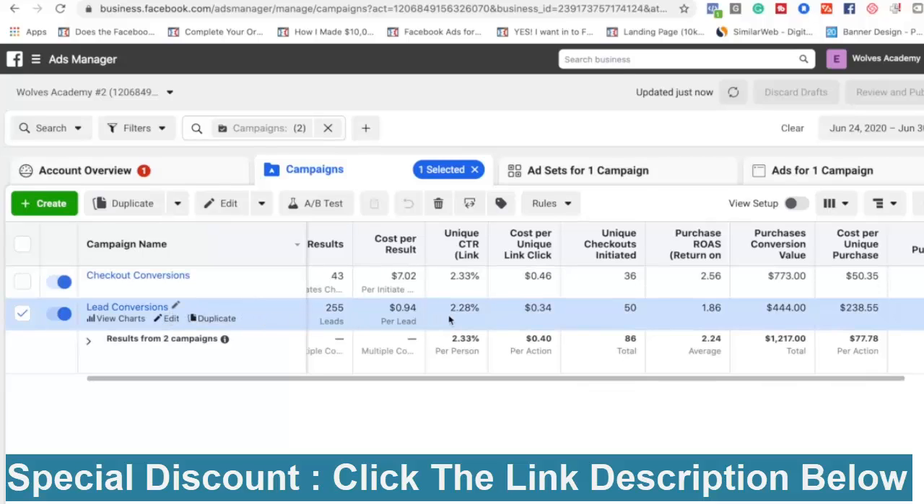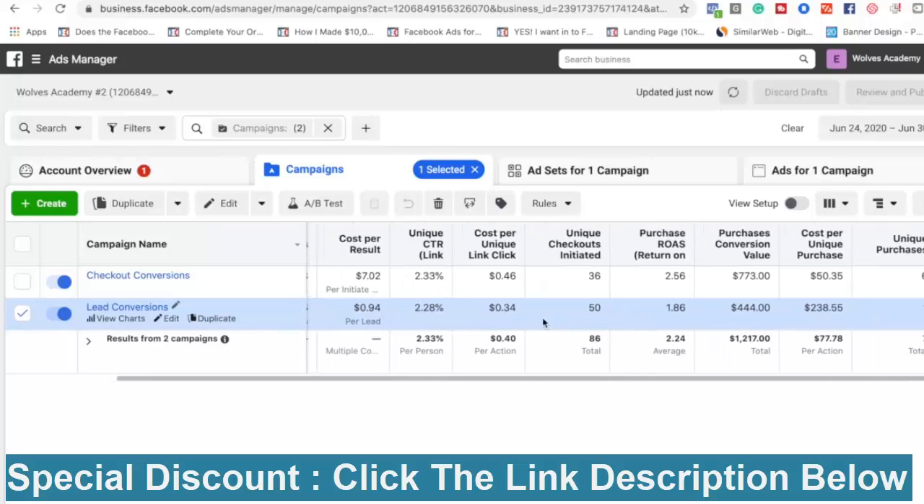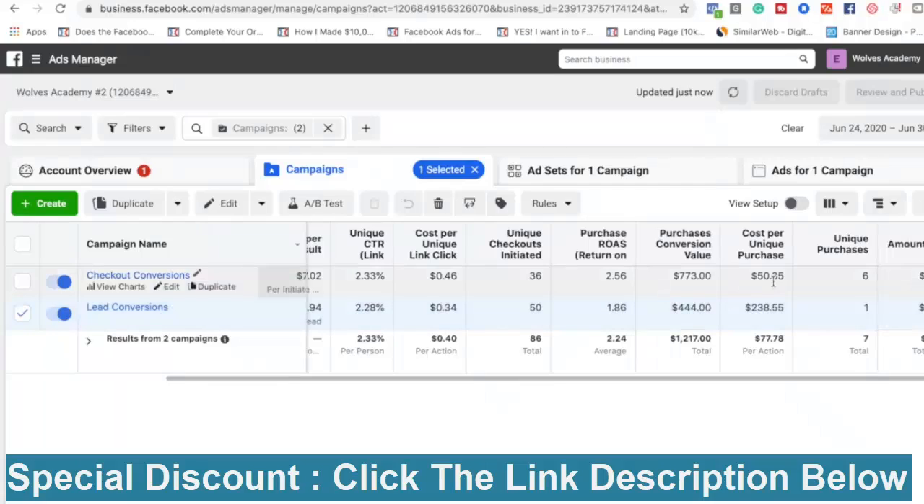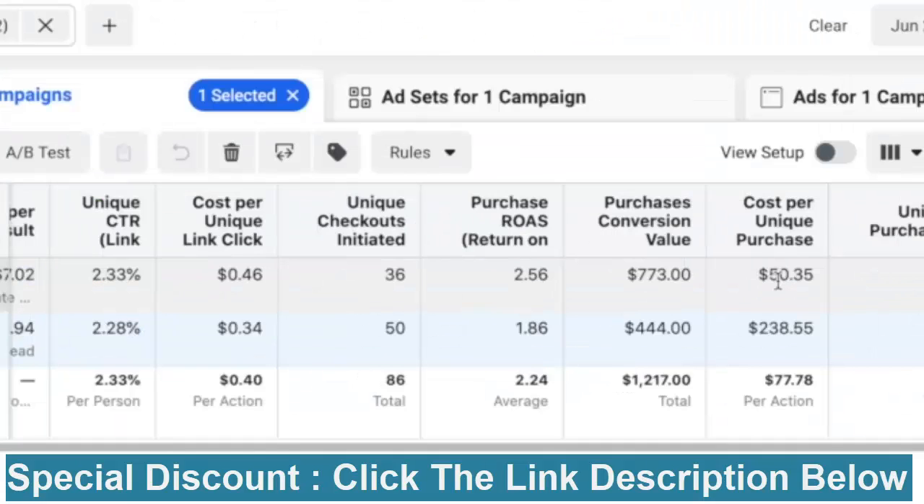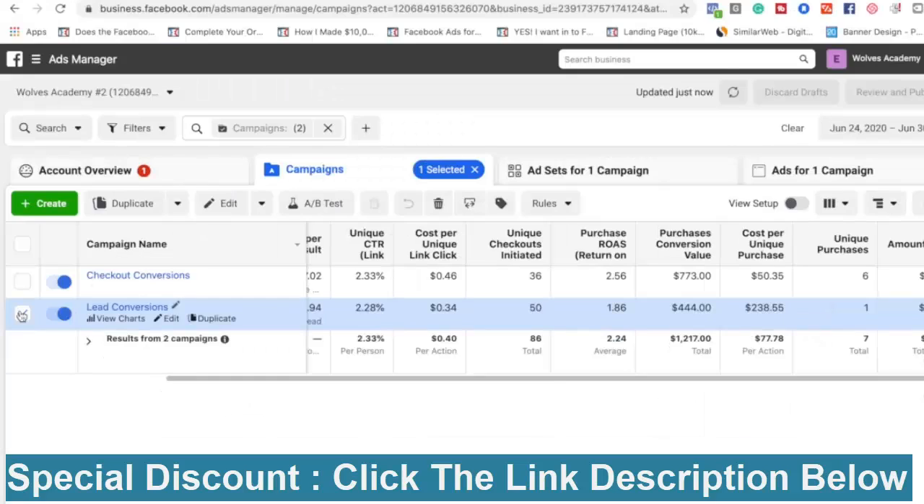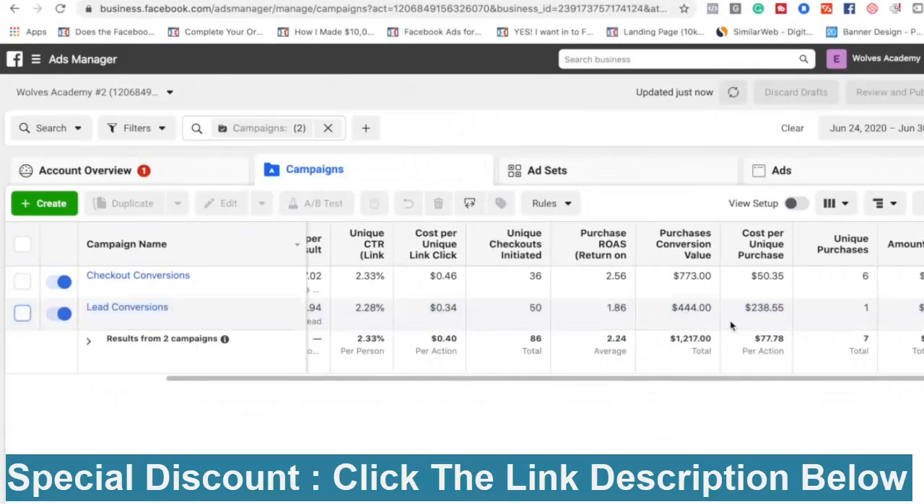But what is our North Star metric? Our North Star metric is cost per purchase. So with that being said, if we look at our cost per purchase, target KPI is below 60. So our checkout conversions is below 60, but our lead conversions is $238.55 cost per purchase. Now I left it on for an additional 24 hours to see if we could maybe get 2 sales, and if we were to get 2 sales, you do the math, that brings us down to about $80 cost per purchase, and then it would average out, but it didn't get any sales. So what is that telling us?